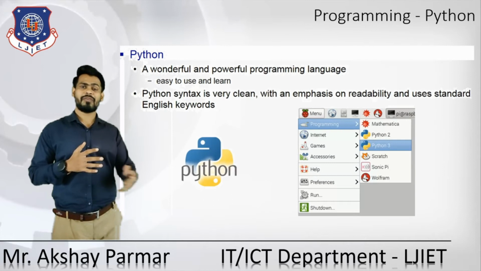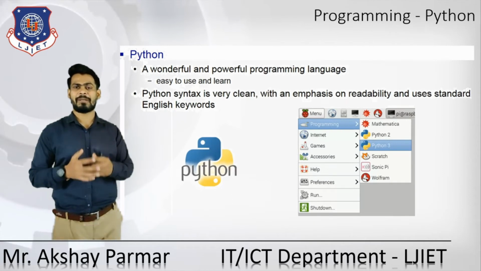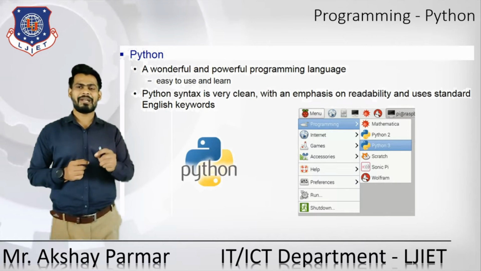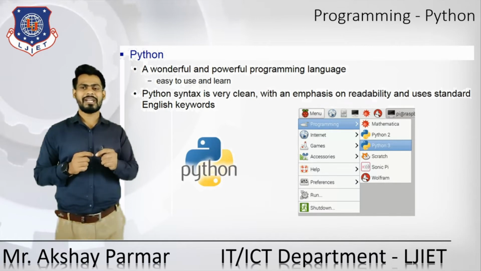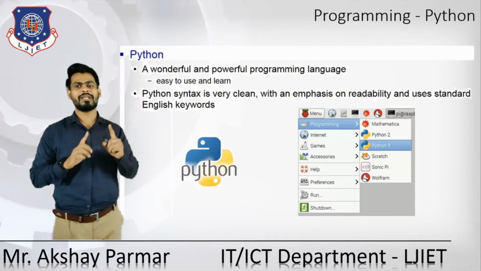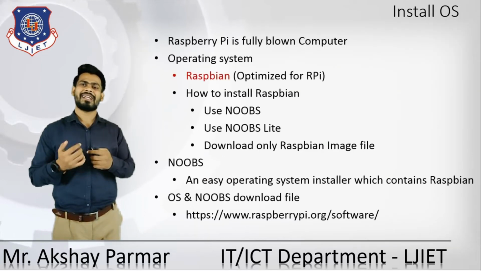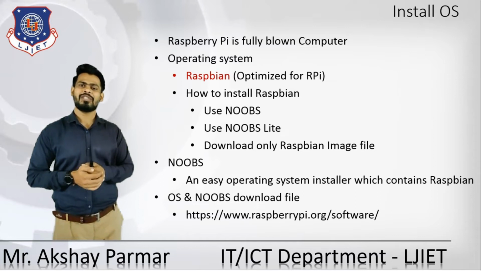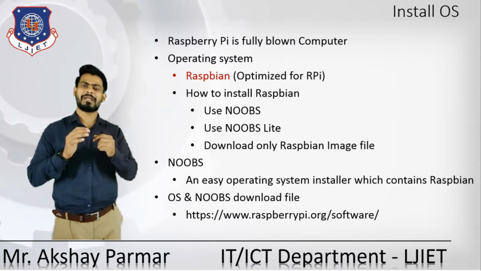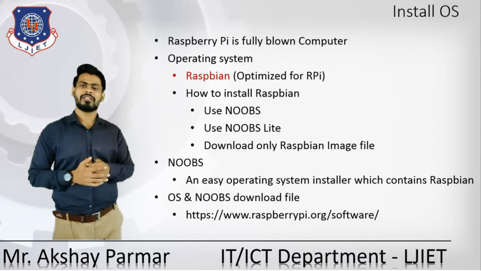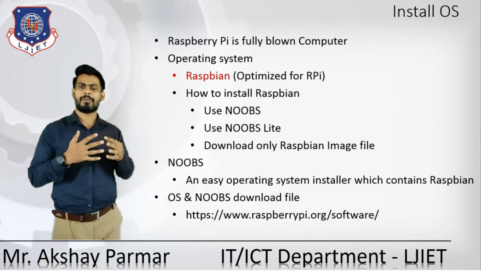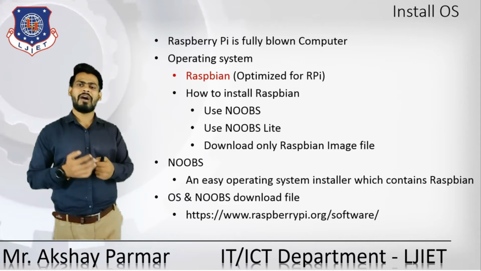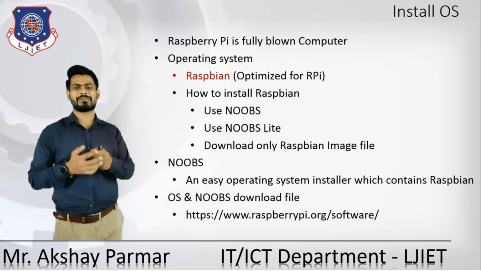So let's take an example. If you buy a fresh Raspberry Pi, how can you deal with it? Fundamentally, you need to install an OS onto the Raspberry Pi. Let's see how to install an OS. What is a Raspberry Pi? It is a fully blown computer. For the operating system, we are using the Raspbian OS. So how can we install Raspbian onto the Raspberry Pi?